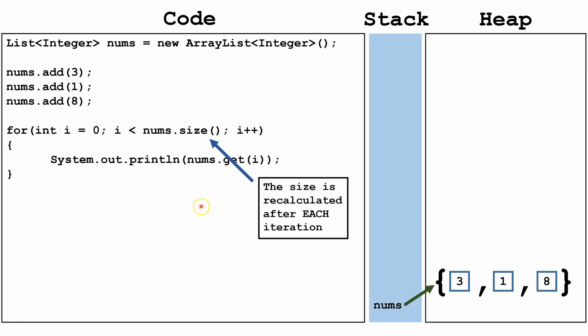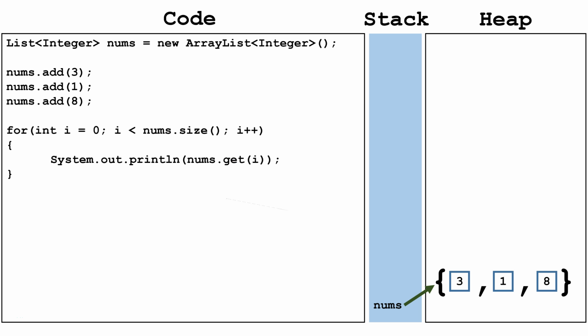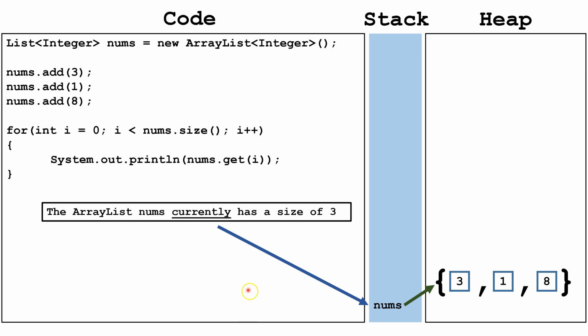The size is recalculated after each iteration of the for loop. So if we add or delete elements in the array list, the value that is returned here may change. We notice we are simply getting the values at each index and then outputting it to the console. However, we could do whatever we wanted with the data.